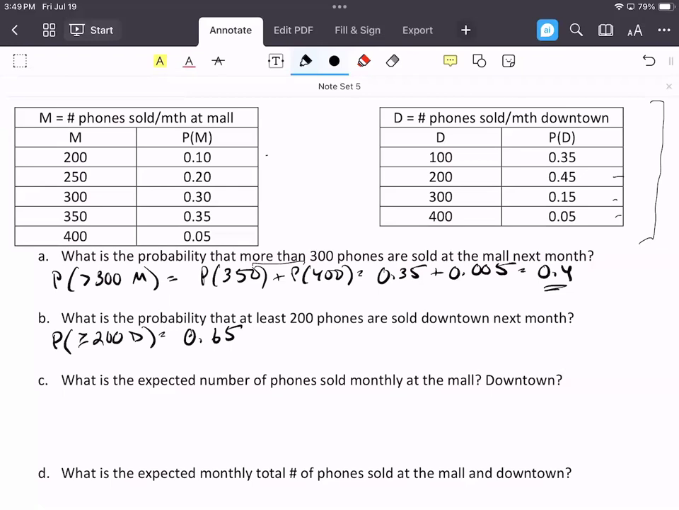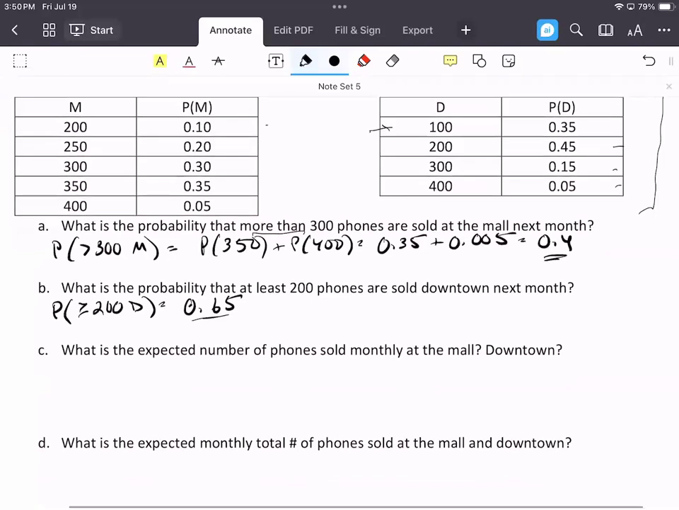I'm giving you this information, but I suggest you work it yourself. Now, could you have used the complement rule and said there's only 100 that aren't accounted for here? I could just do 1 minus the 0.35. Sure, you get the exact same answer.